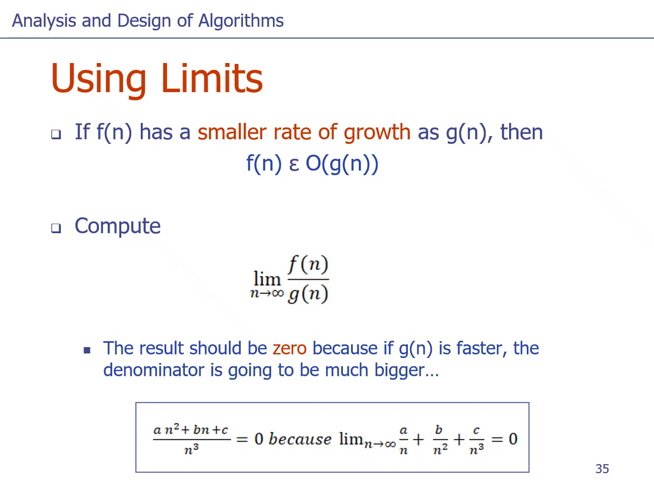What you will do is, if I tell you prove that f of n is an O of g of n, you divide f of n by g of n, you take the limit as n goes to infinity, do the division first, and then apply the limits, and then find out if the result is 0. If the result is 0, then f of n is slower than g of n, and it is indeed an O of g of n. Okay?